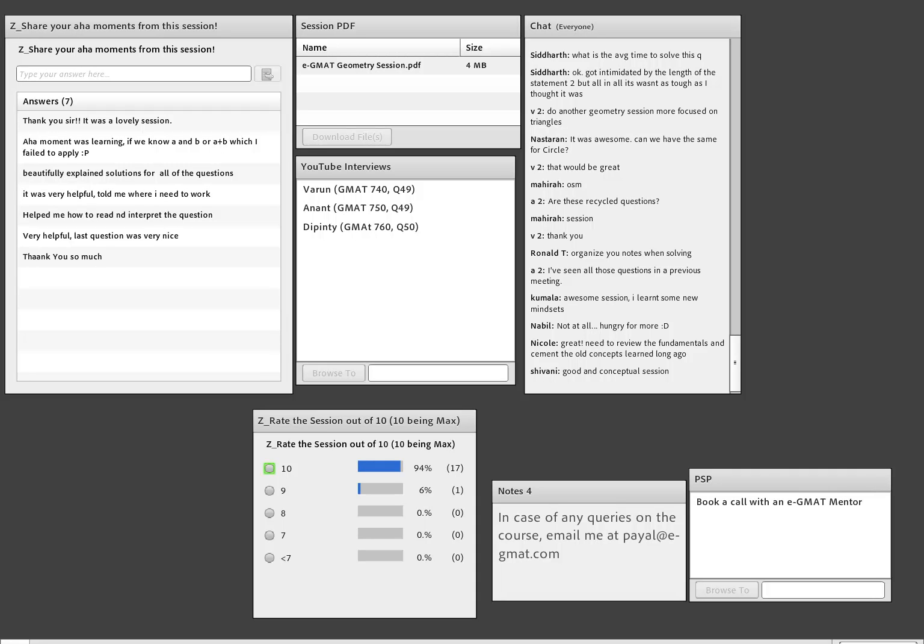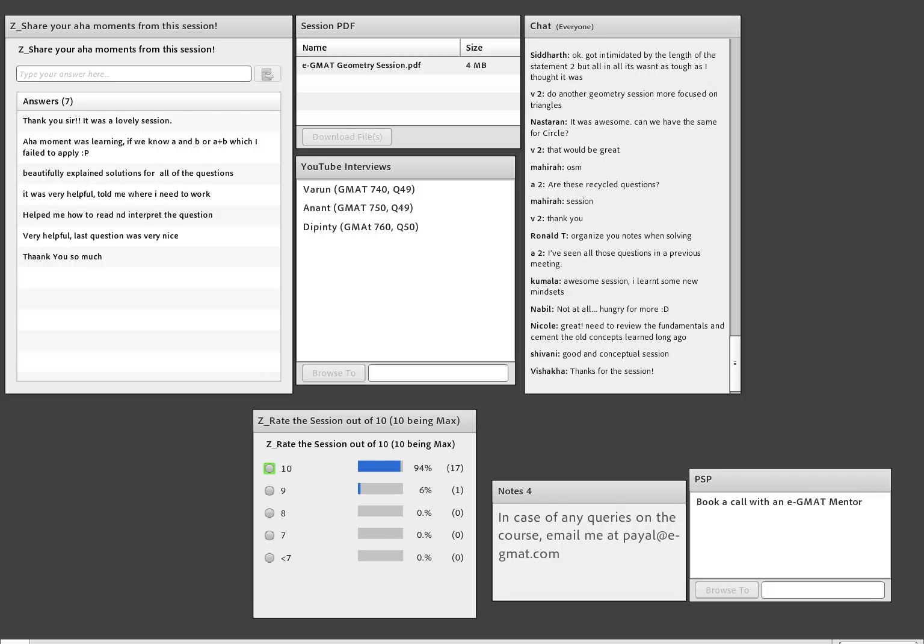Okay. Aha moment was learning if we know A or B, or both. Perfectly. Yes, that's something that we have to keep in mind to solve DS questions. Solving DS questions is an art in itself, is what we have seen. People can get good in solving PS questions, but DS questions is the main arena. So if you are solving DS questions properly, very good phase.